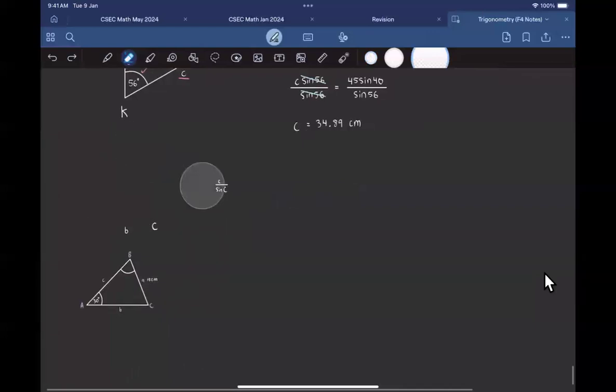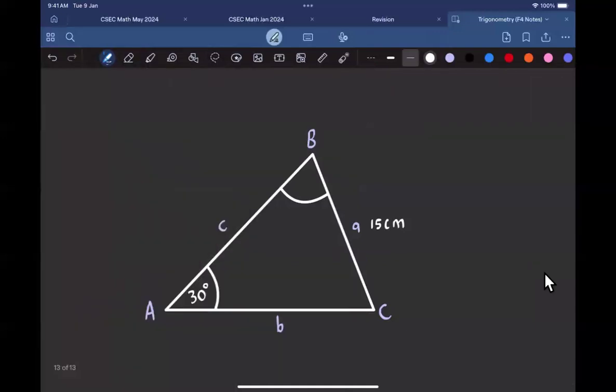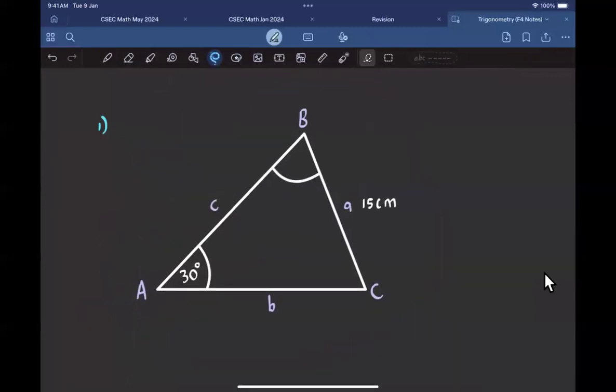So we're looking at all of the cases for the sine rule right now. This is the first example. What angle is this over here going to be? Does it look more than 30, less than 30? More than 30. So give me an angle there. 40. All right.